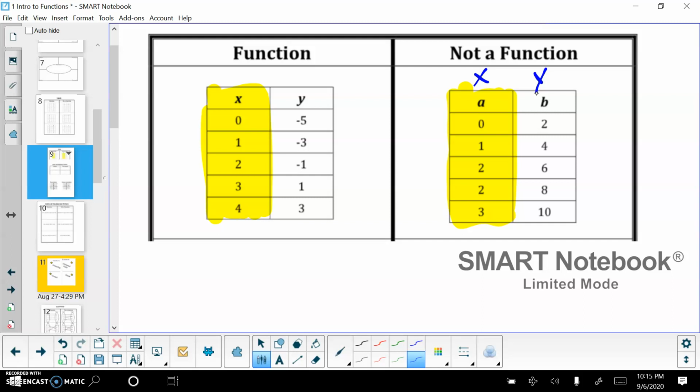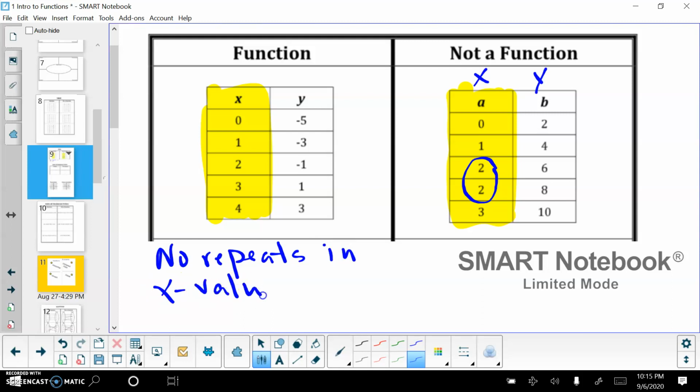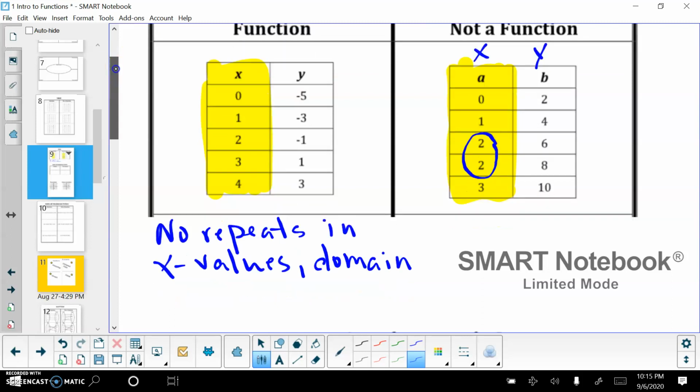And if we look at what's happening on the two tables, they both look exactly the same pretty much on the x, except for the second table has a repeating x value. It has two 2's in the x column, and that's the important factor. So it appears to me that what makes something a function is that we have no repeats in x values. And remember, x values are also called the domain. Whereas if they do repeat, then it's not a function. Let's see if that holds true for our next set.